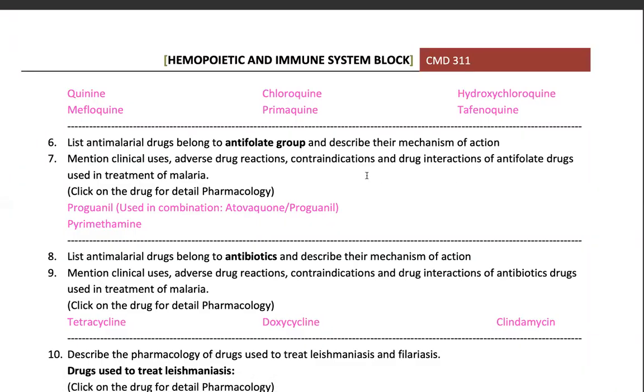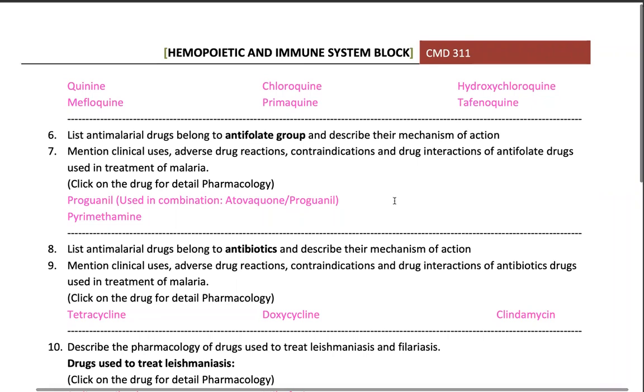Each drug, if you click on each drug, you will get all the pharmacology, including the clinical use, adverse drug reactions, contraindications, drug-drug interactions, all these things. So this is for your homework. Please click on each drug and you will get all the pharmacological information as per our objectives. Let us move towards the next objective.